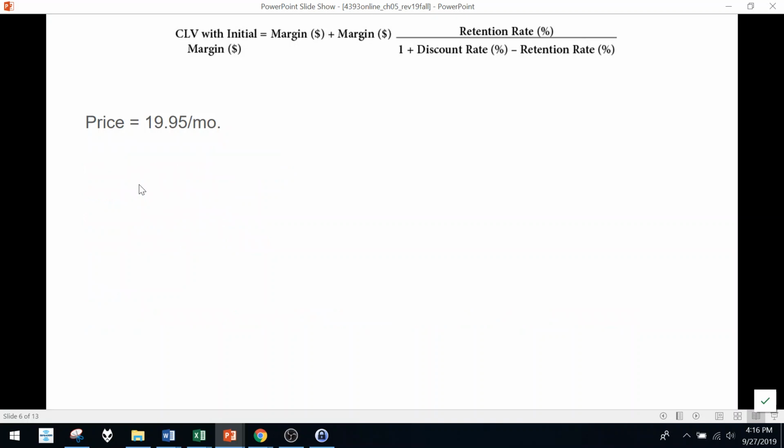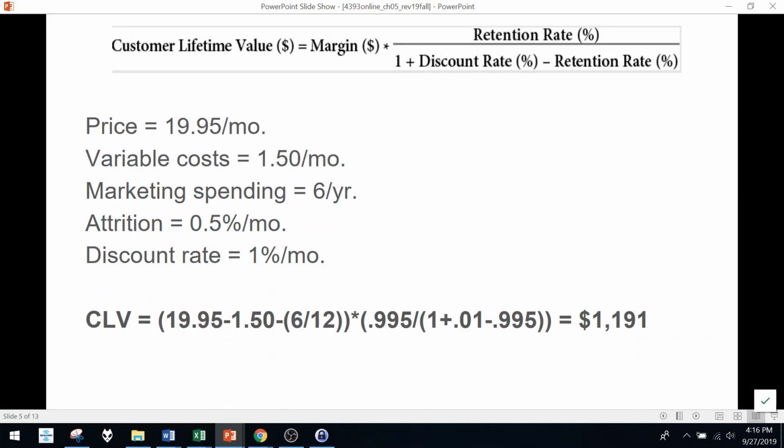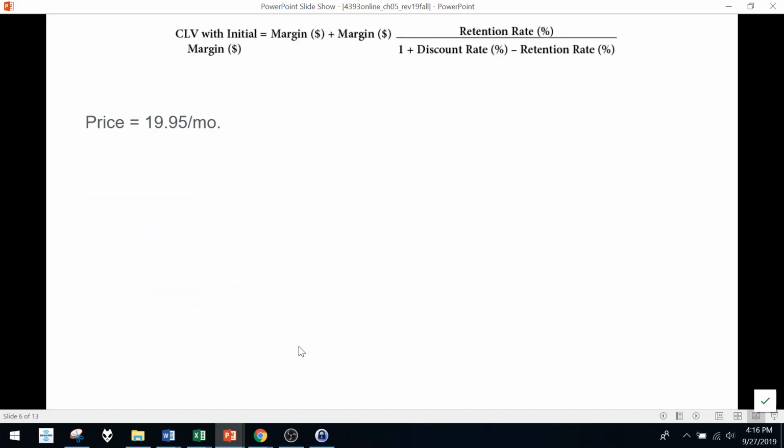Okay, so basically your registration fee, you know what, something real quick I didn't mention here. When you calculate the margin in the way we've given it, the marketing spending is $6 per year, but our price and variable costs are by month. So in order to keep the numbers consistent, you've got to divide this marketing spending by 12, by the number of months in the year. Okay, so I didn't mention that, but just make sure you keep that in mind.